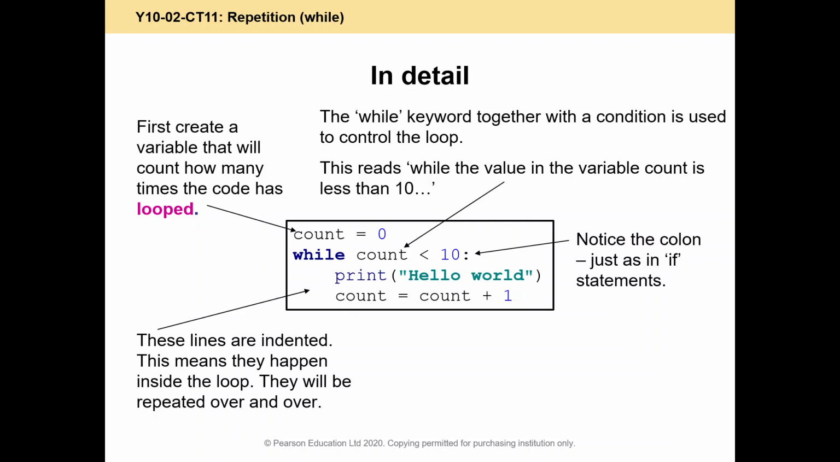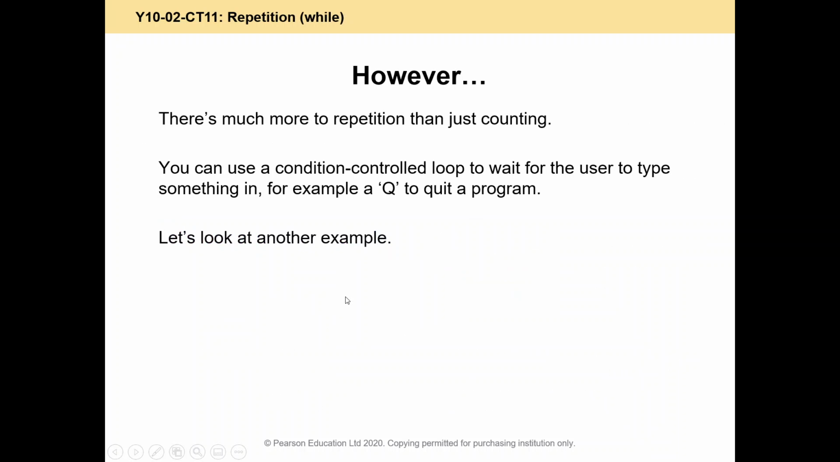That's why indentation, as in shunting stuff across to the right, is so important in Python. Just like we had in if, we introduced a rule that wherever you have a line that ends in a colon, the next line has to be indented. Because both of these lines are indented, both get repeated 10 times. There's much more to repetition than just counting. You can go on indefinitely. Condition-controlled iteration is sometimes called indefinite iteration because it can go on for an infinite amount of time.